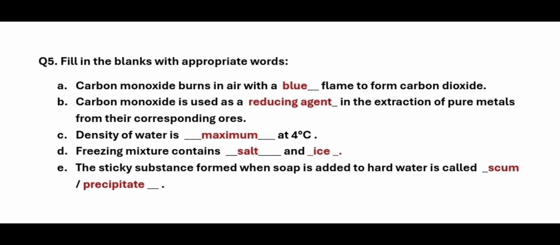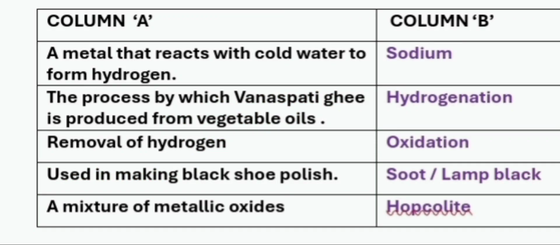The next question is question number 6, which is a question on matching. There are 5 different sentences on the left side under column A, like a metal that reacts with cold water to form hydrogen. The answer would be sodium. Then the process by which vanaspati ghee is produced from vegetable oils is hydrogenation. The removal of hydrogen is called oxidation. The one that is used in making black shoe polish is soot or lamp black. And the mixture of metallic oxides, this is hepcolite.